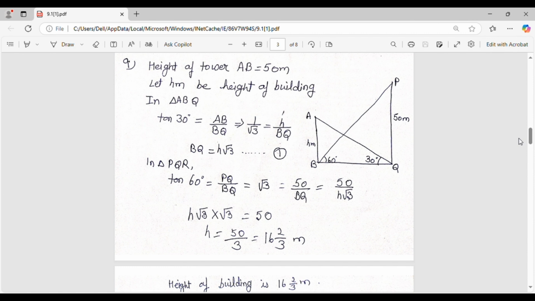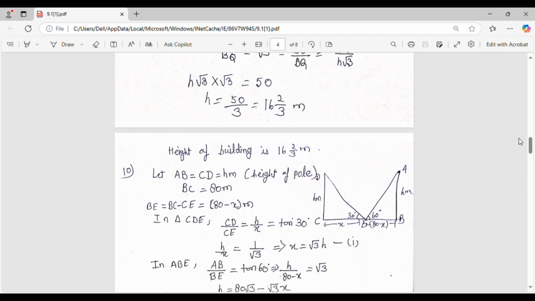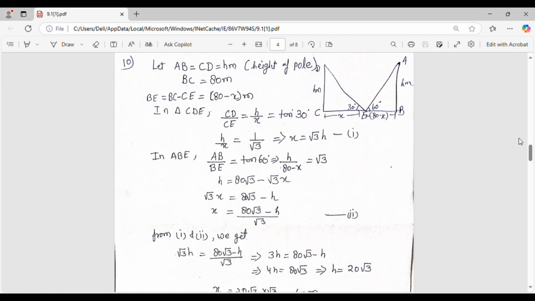So in triangle ABQ, tan 30 is AB upon BQ. So 1 upon root 3 is equal to h upon BQ. So BQ is h into root 3. In triangle PQR, tan 60 is PQ upon BQ. So after replacing the value of BQ from first equation, we will get h as 50 upon 3 or 16 2 by 3 meters. So height of building is 16 2 upon 3 meters.